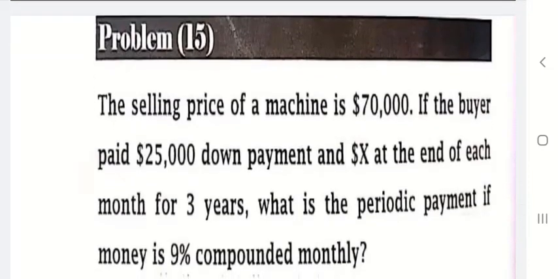Problem number 15. The selling price of a machine is $70,000. If the buyer paid a $25,000 down payment and X at the end of each month for 3 years, what is the periodic payment if money is worth 9% compounded monthly?